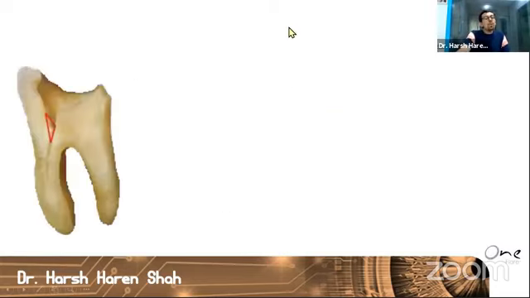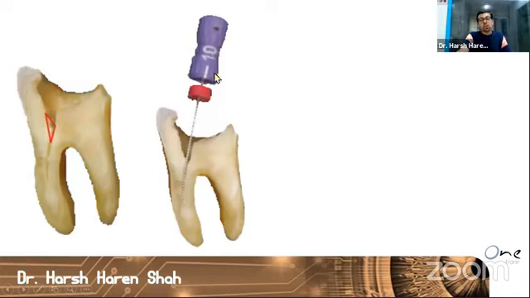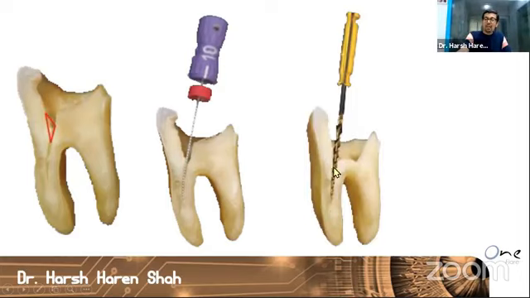So let's just see how we use these files. This is a tooth after access opening has been done, and we can see that there is a part of dentinal tissue here which will not allow straight line access for my instruments. Just look here. My file goes completely in an oblique fashion only because of this dentinal structure here. So what we actually do is we take our orifice widening files and we use them along this wall.